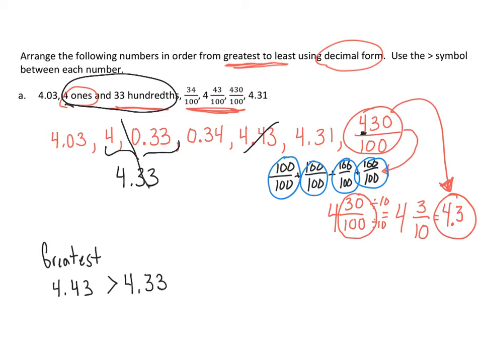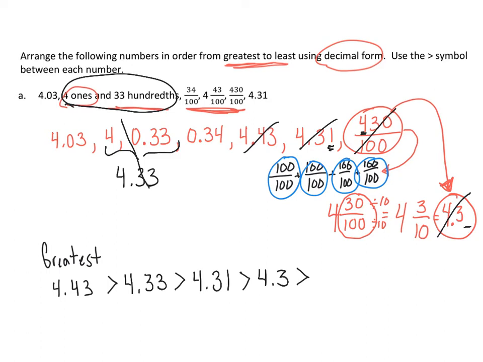So we can cross this one out. Then we're going to go to 4 and 31 hundredths, because this one has a hundredths, this one doesn't. So obviously the next one is going to be 4 and 3 tenths. We can cross him out. This guy too, because that really is 4 and 3 tenths. And then we can continue on.